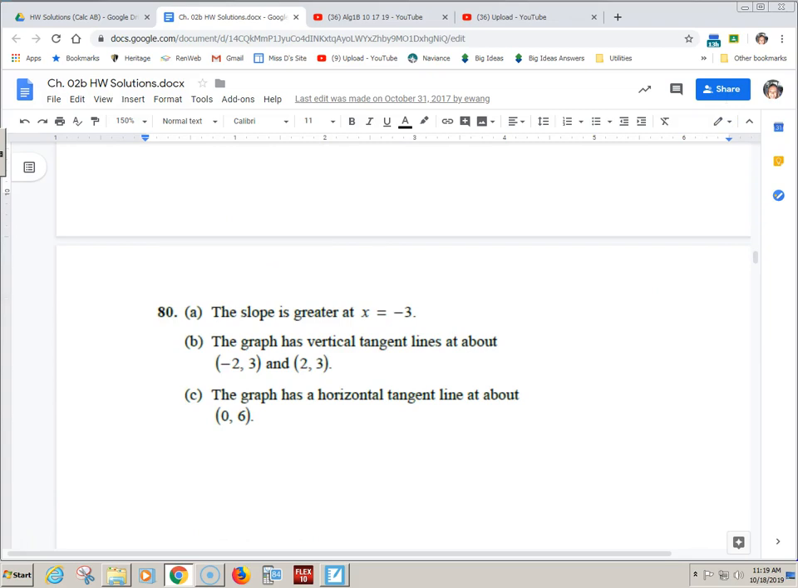The slope is greater, aka steeper, at x equals -3. There are vertical tangent lines, aka, right? Vertical tangent lines, infinite derivatives, undefined slopes at both of those points. And there's a horizontal tangent line about. There's a place where it reaches a max or a min. It levels off around 0. The point 0.